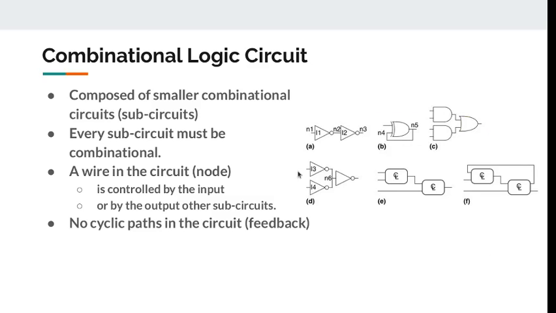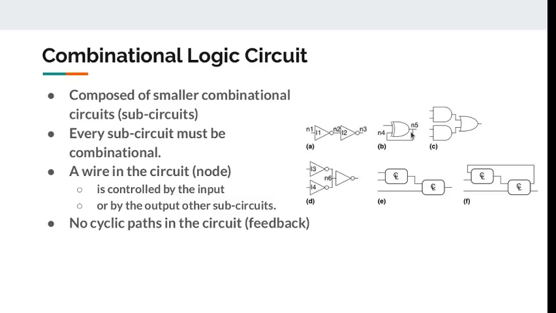So here we have some examples of combinational and wrong combinational circuits. You can see in letter A, it's a combinational circuit. You have two gates, L1 and L2. You have node 1, node 2, and node 3. And you can see that it comes from the input to node 1 or to logic gate 1. And node 2 just connects the output of one gate to another one.